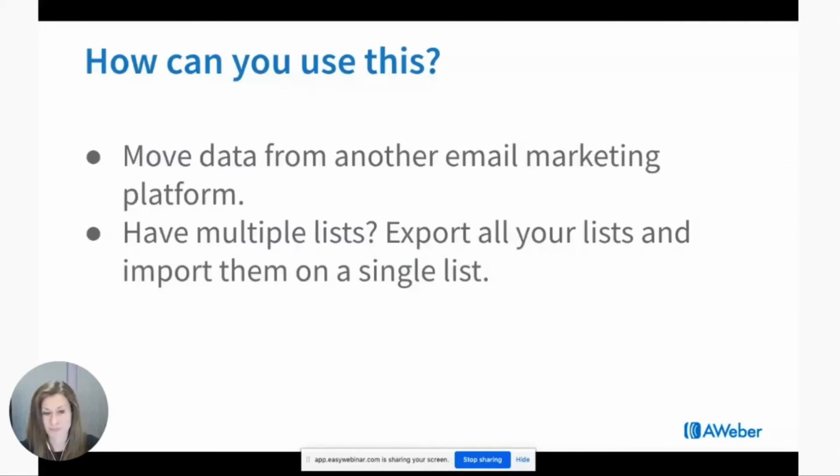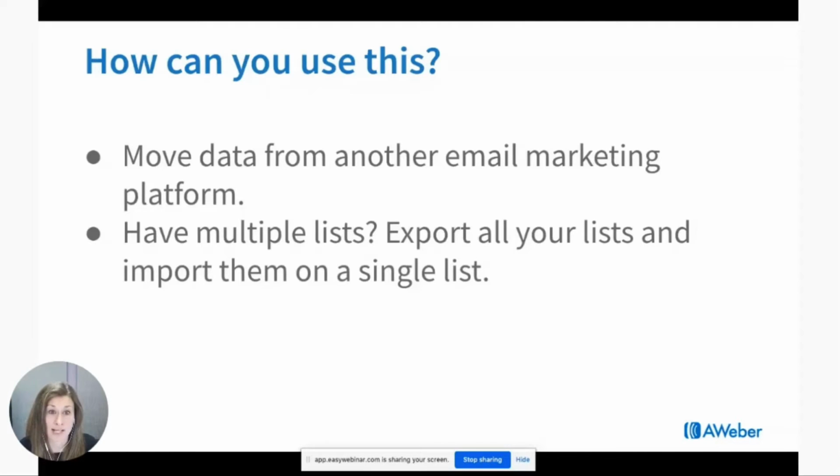But let's talk through some examples of how you can use this. So one way is you can move data from another email marketing platform. So let's say you use another email marketing platform and you have all of these tags on those subscribers currently. Well, you can export that from your email marketing platform, and then you can import those subscribers into AWeber and retain all of the tags and all the information you had about them. So that's a great way to use tags.